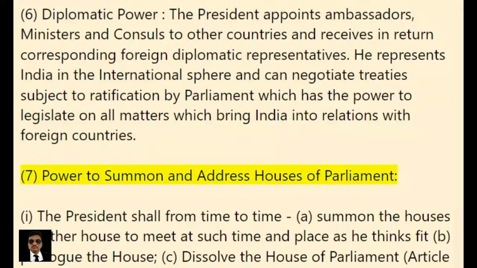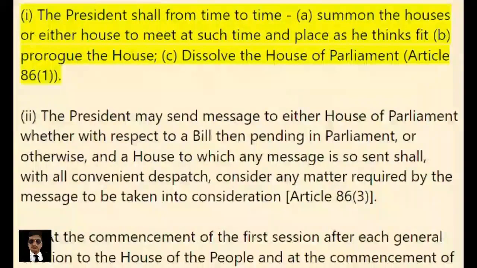7. Power to summon and address Houses of Parliament. 1. The President shall from time to time: a. Summon the Houses or either House to meet at such time and place as he thinks fit. b. Prorogue the House. c. Dissolve the House of Parliament. Article 86(1).